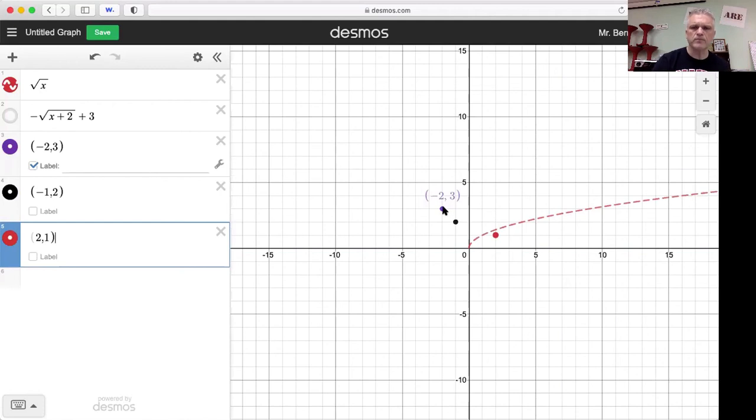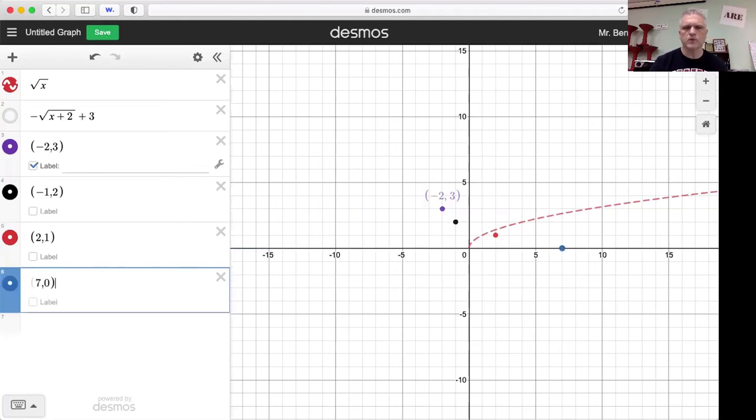Let's keep going. Let's go with the next perfect square. Let's go right 9. 1, 2, 3, 4, 5, 6, 7, 8, 9. And now the square root of 9 is 3. The only thing that's changing is the direction. We go down 1, 2, 3. So that's 7, 0. Okay. So let's hit this button right here and see if we have the right graph.